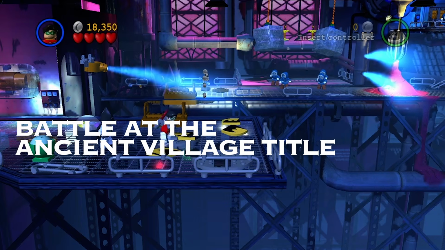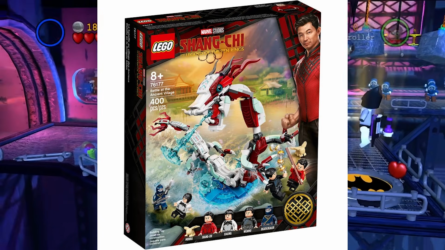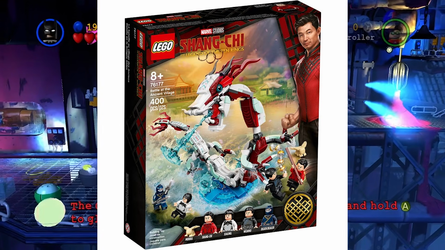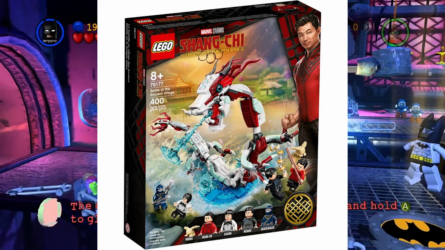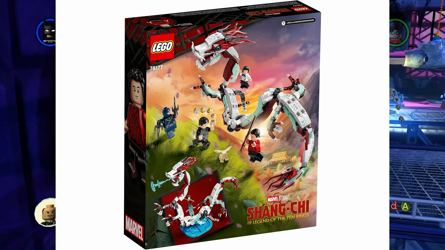Battle at the Ancient Village title. Battle at the Ancient Village is a 2021 LEGO set based off of the movie Shang-Chi and the Legend of the Ten Rings. The only thing is that the Ancient Village isn't actually included in the set.